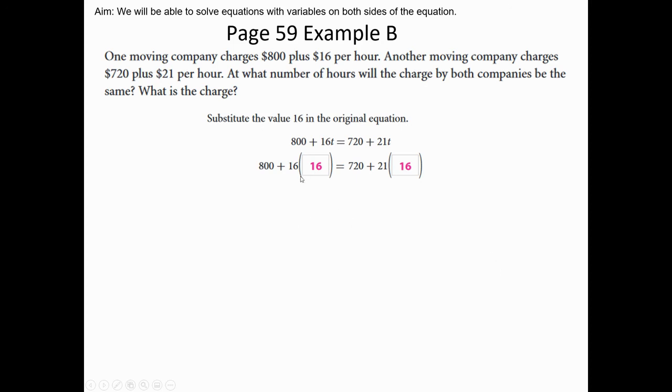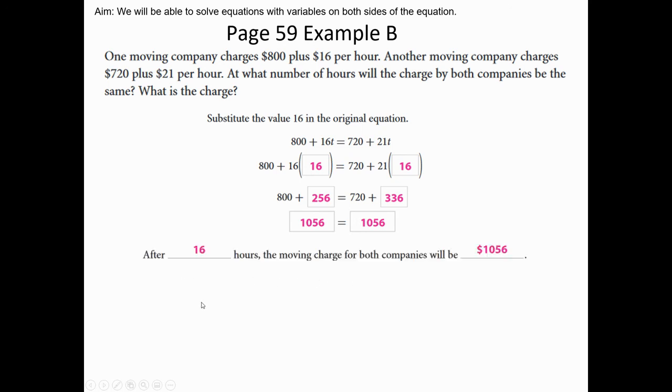So let's simplify that. 16 times 16, 21 times 16. Guys, don't do that in your head. Put that in your calculator. It gives us 256 and 336. And then we add these together, and we get $1,056. That is expensive. You might want to try to ask some friends to help you move out instead of paying these companies. That's really pricey. Regardless, notice how they're both the same, and we know the cost will be 1,056. So our final answer is, after 16 hours, the moving charges for both companies will be $1,056. And that's it for this example.